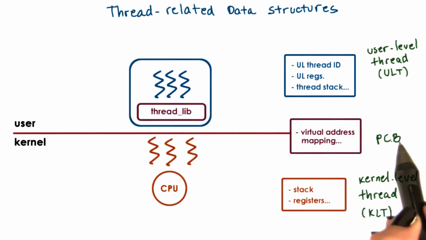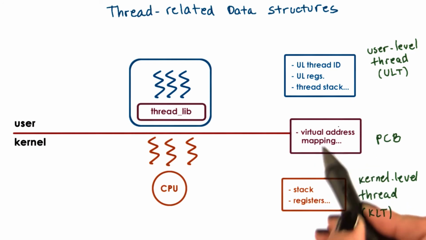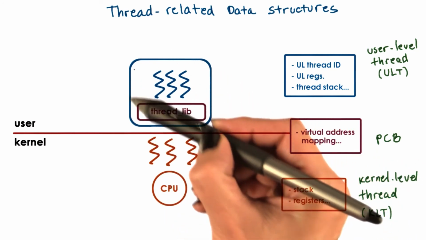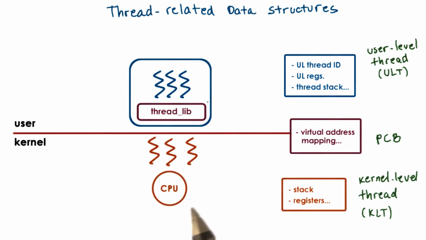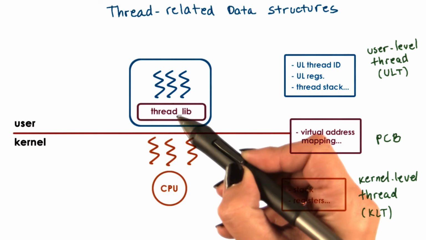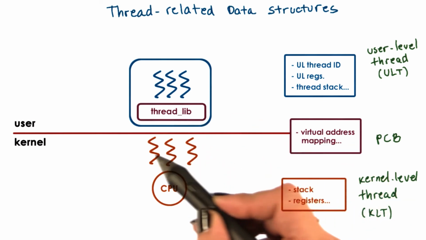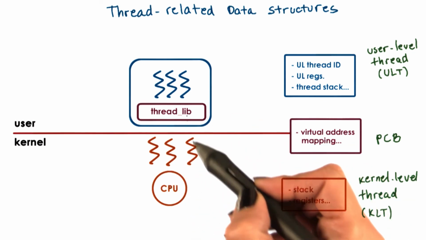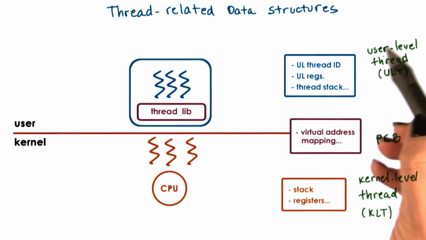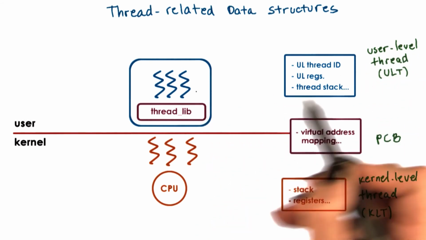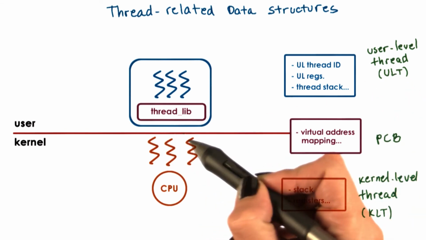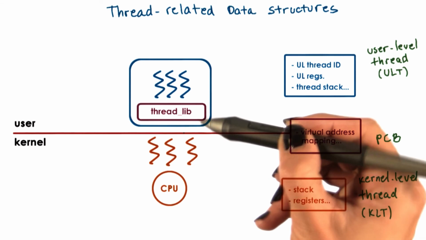And the process control block will still have the virtual address mappings, as well as some additional information that's relevant for the entire process, so for all of the kernel-level threads. Note that from the perspective of the user-level threading library, the underlying kernel-level threads look sort of like virtual CPUs. So the threading library looks at the user-level threads and decides which one of the user-level threads will be scheduled onto the underlying kernel-level threads.